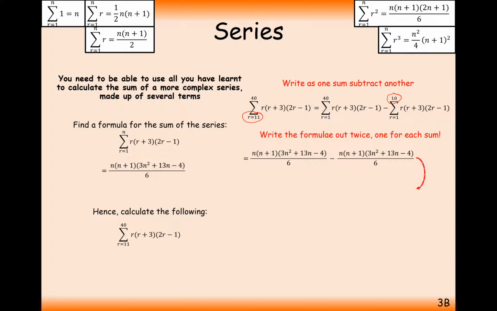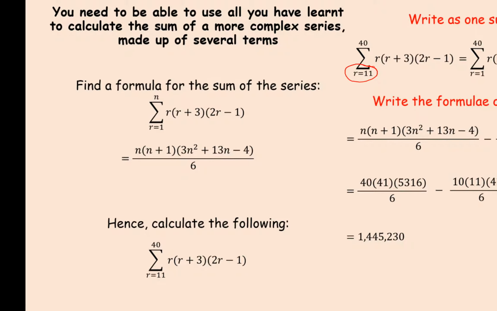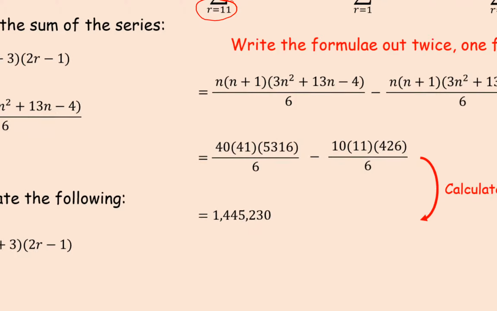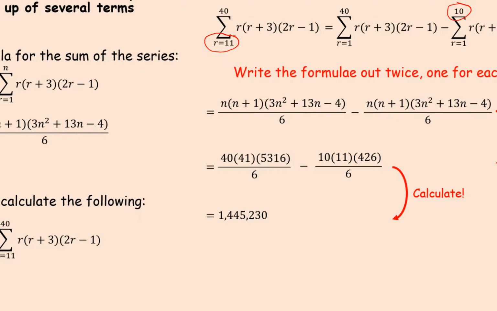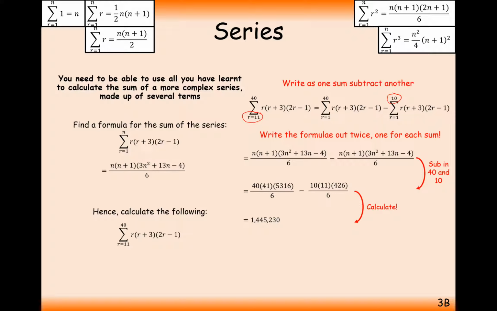Substitute these values 40 and 10 into our formula and calculate, and we get 1,445,230. Alright then, so that's the answer to this question here.